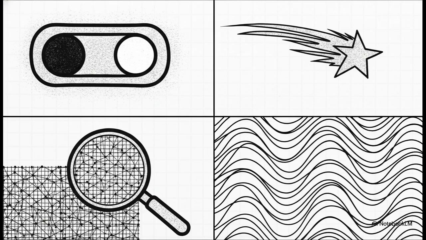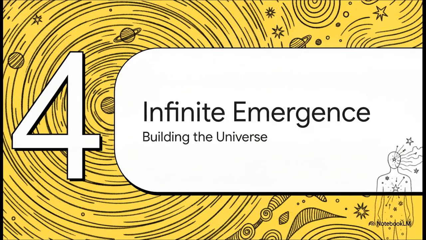So by constantly dividing nothingness at an infinite speed everywhere at once, it generates a limitless, vibrating network that sits entirely underneath all the physics we can currently measure. Section 4. Universe through infinite emergence.